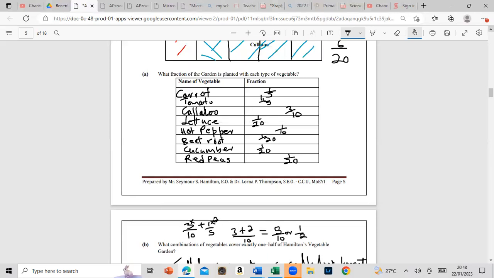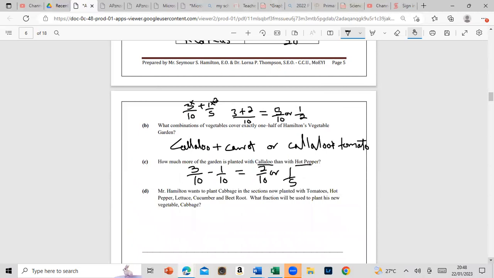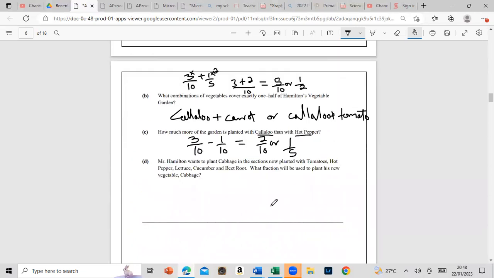Yeah, 310 and 1/5. Alright, cool. Alright, let's see if we can sort out the other one. Want to buzz off, open up new customer. Alright, Mr. Hamilton wants to plant the cabbage in the section.